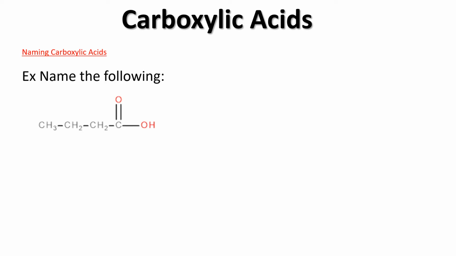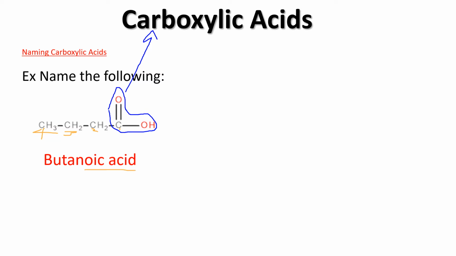So let's take a look at a few examples here. Let's name the following. We identify this group here at the end. This is in fact a carboxylic acid, and then we go ahead and count our carbons here. We've got 1, 2, 3, 4. So 4 is but, so this one, instead of butane, should be butanoic acid. There's our oic acid part.